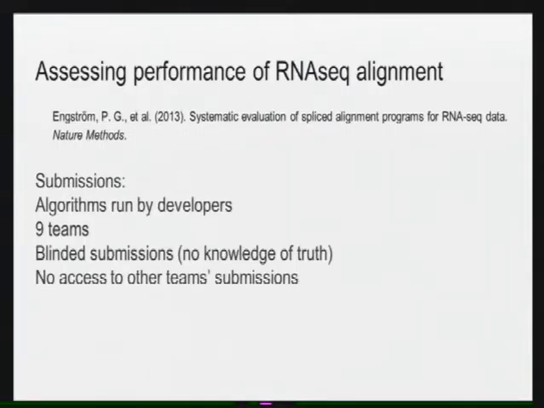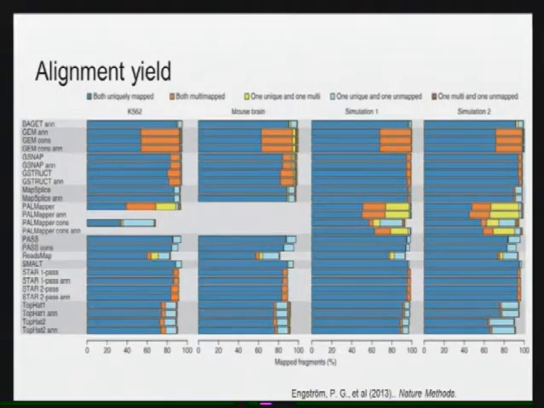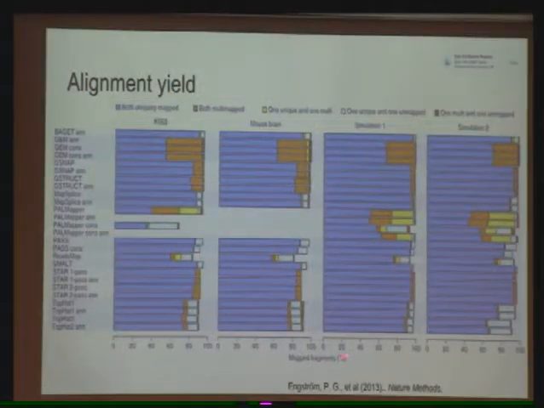Okay, so I'm just going to show a couple results. This is a really interesting paper. If you'd like to look into it more, there's several more figures to go through. But I just want to go through a couple. So alignment yield. Here we're just looking at how many of the reads they could align. Down on the bottom here, it's fraction of mapped fragments.